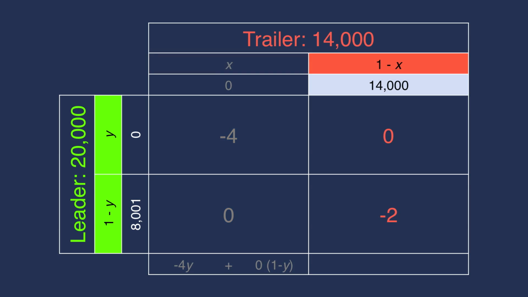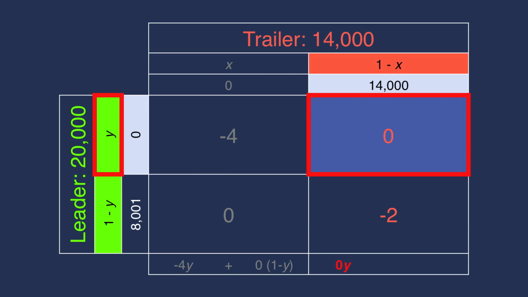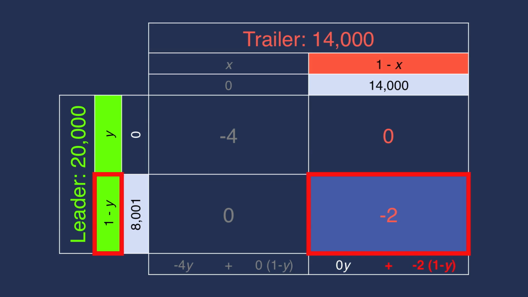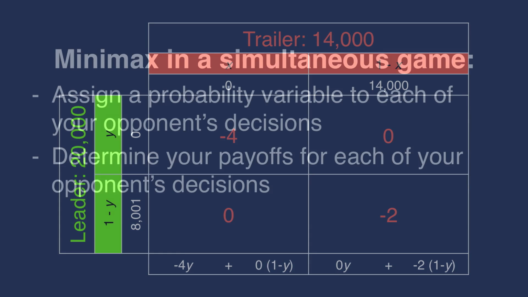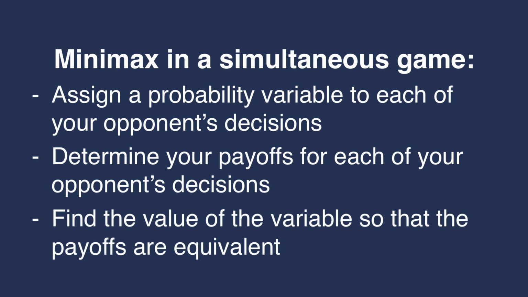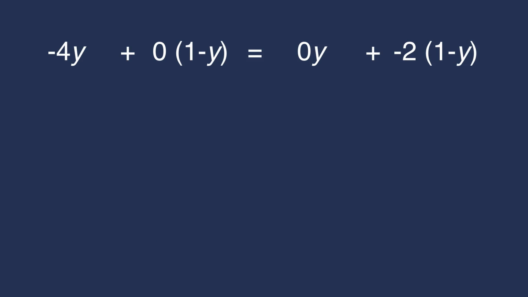We do the same thing with the trailer's large wager. His expected payoff will be 0 times y for when the leader wagers small, plus -2 times the quantity 1 minus y for when the leader wagers large. Still with me? Okay, good. Our final step is to set the two formulas equal to each other. We'll walk through the algebra together.